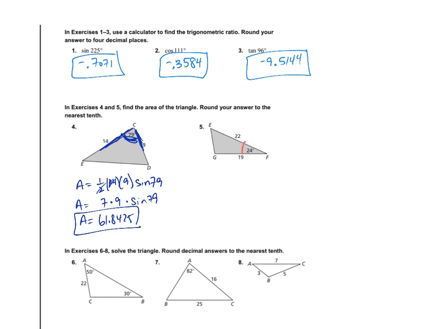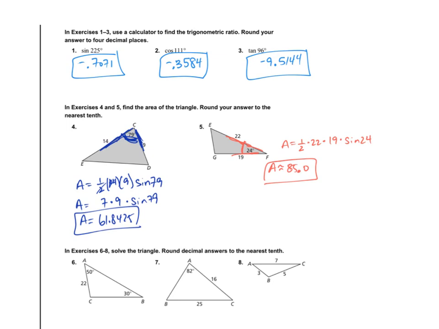This is the angle right here. These are the two sides that make up the angle. So I know that the area is 1/2 times 22 times 19 times the sine of 24. So putting all this into our calculators, 0.5 times 22 times 19 times the sine of 24, all comes out to be 85.0079. So we're just going to say the area is approximately 85.0.